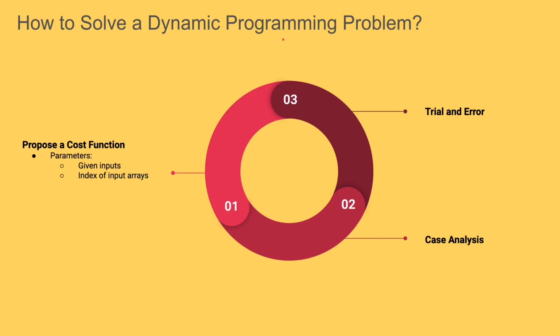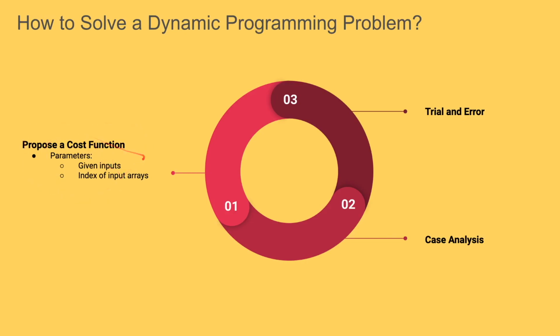How do we solve dynamic programming problems? How do we approach them? Step 1, propose a cost function. In order to start trying different cost functions, look at your inputs. What are the inputs to the problem? Those are usually very good candidates for parameters of your cost function, or the index of the input arrays. This is another candidate for your cost function. So you have a point to start from.